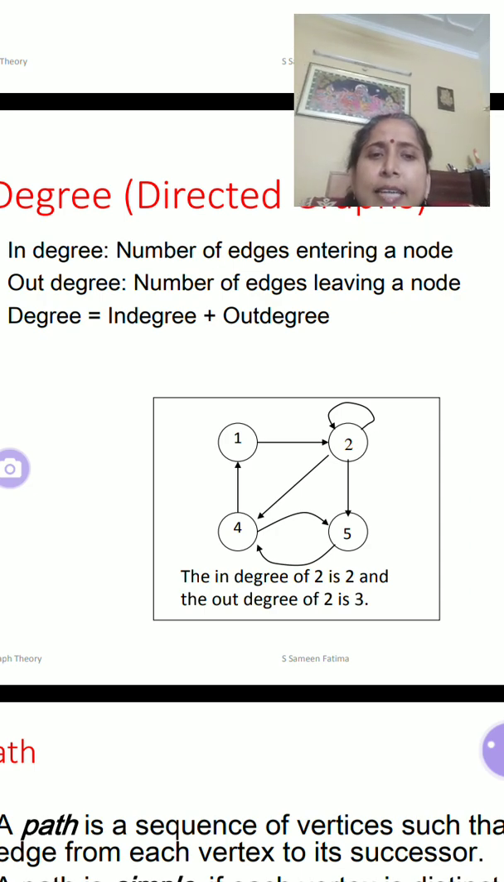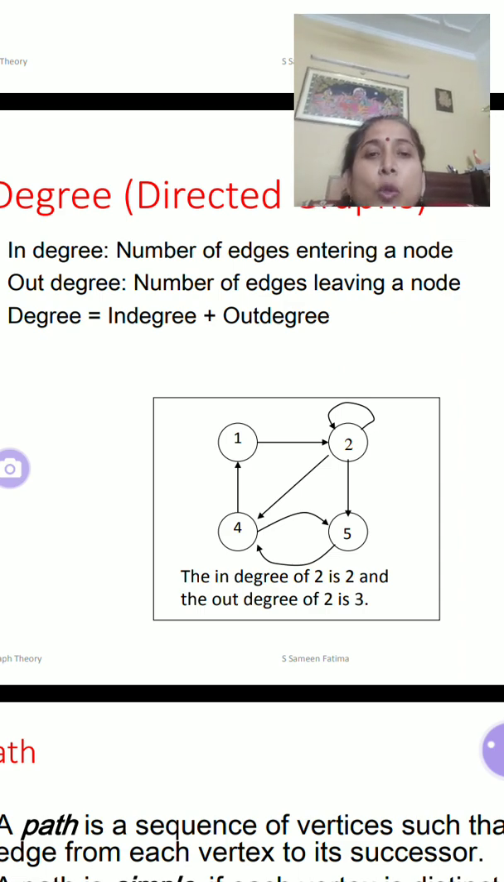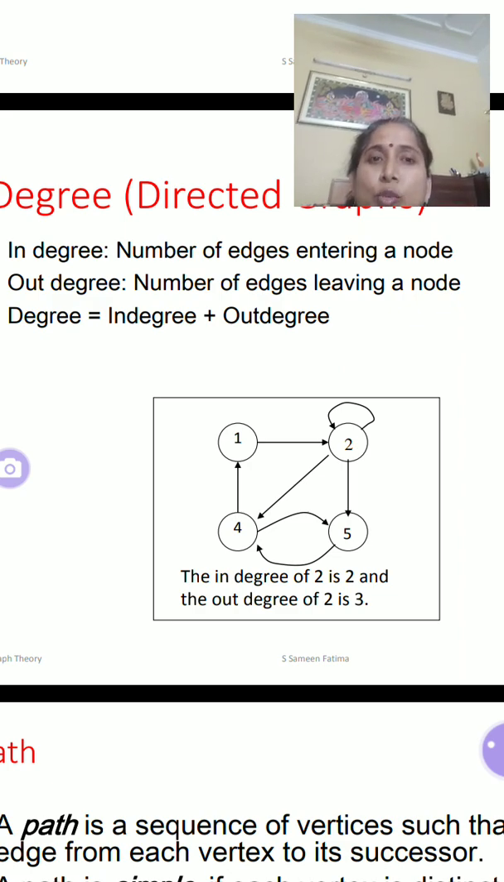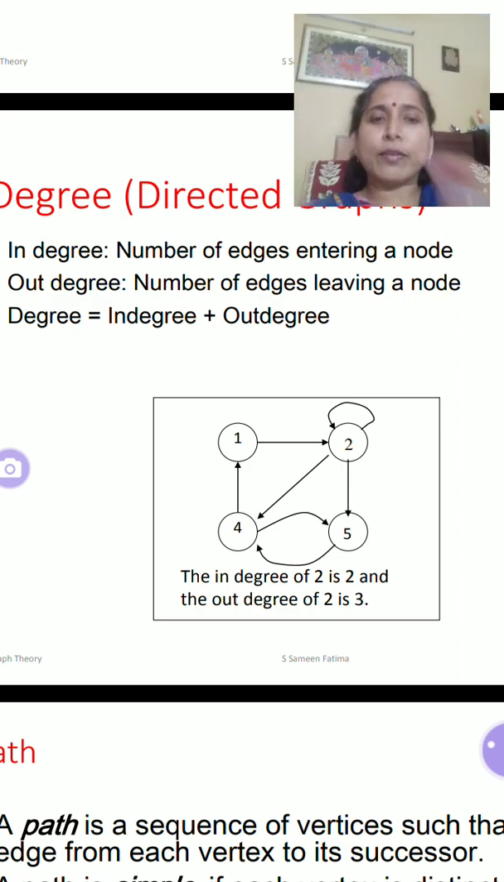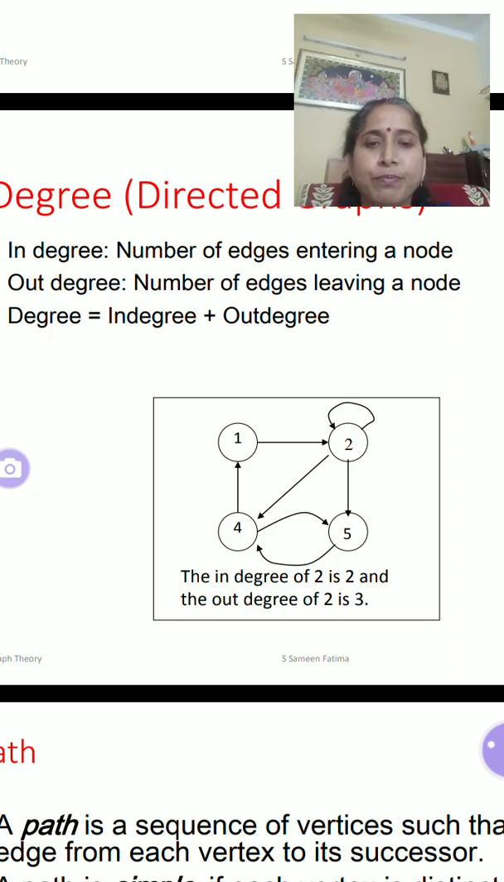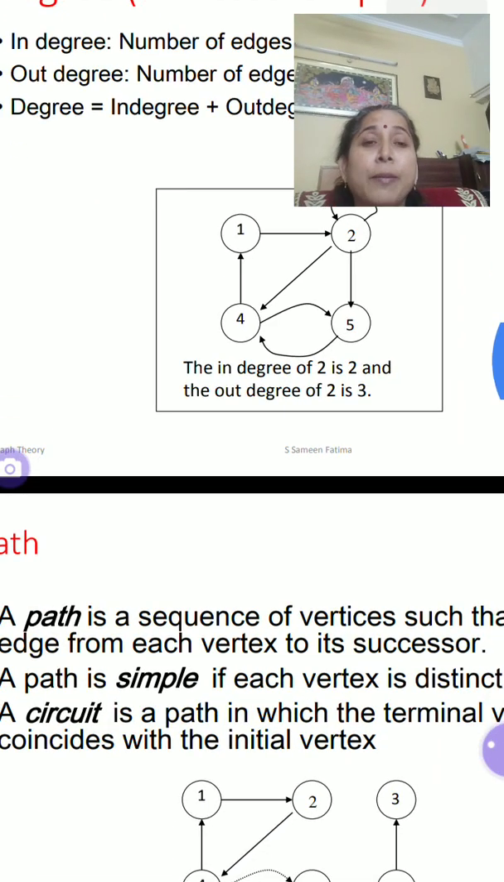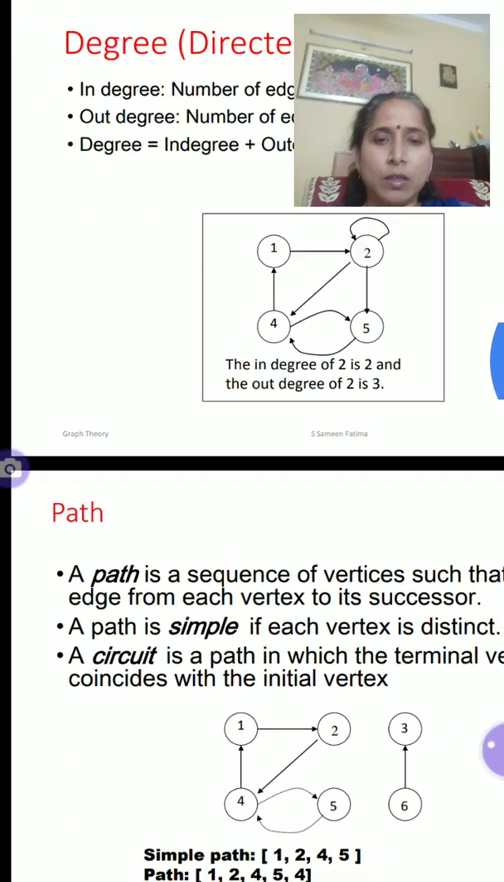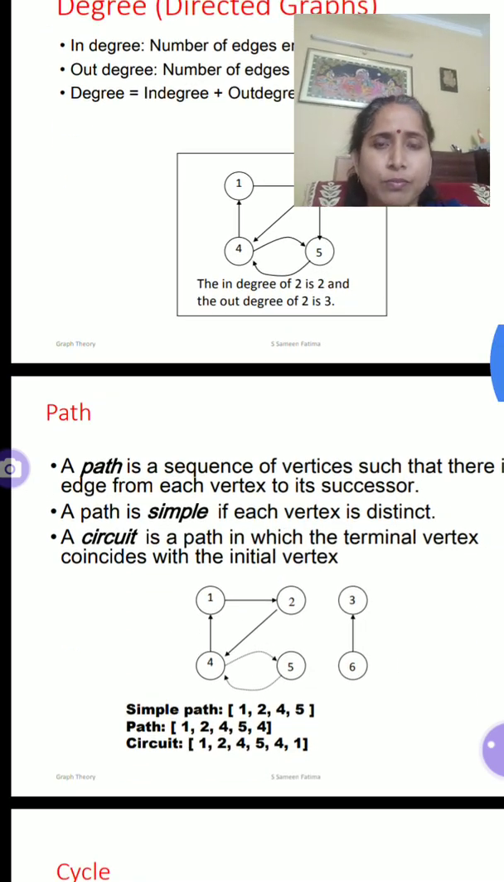Okay, so the in degree of 2 is 2 and the out degree of 2 is 3. Actually 3, yes, there is a cycle also. You can see the arrow which is looping around. So there are 3 tails. So the out degree of vertex 2 is 3 and the in degree of vertex 2 is 2. So what is the total degree? 3 plus 2, 5. So that becomes the degree.